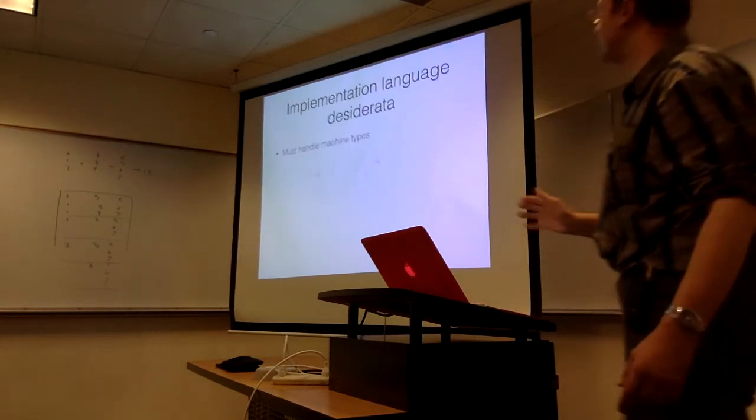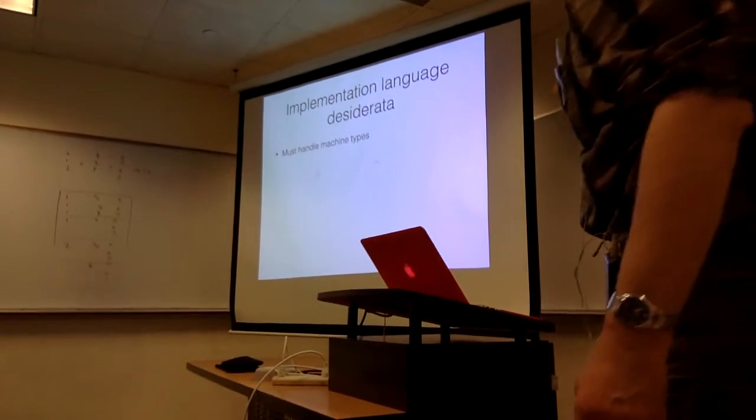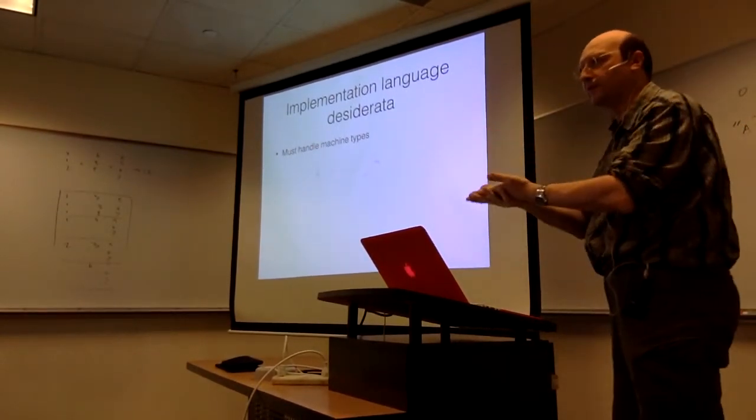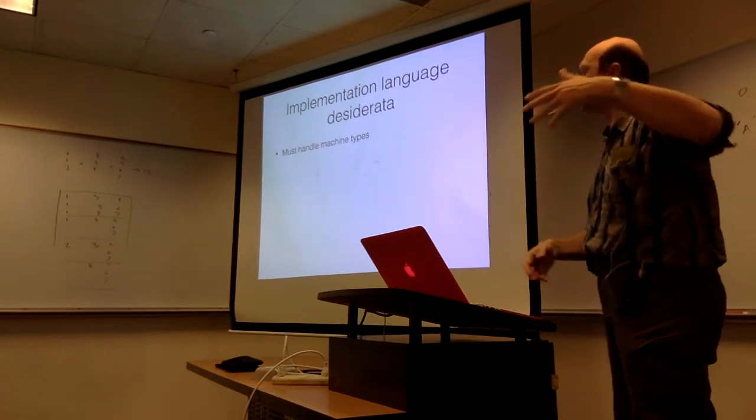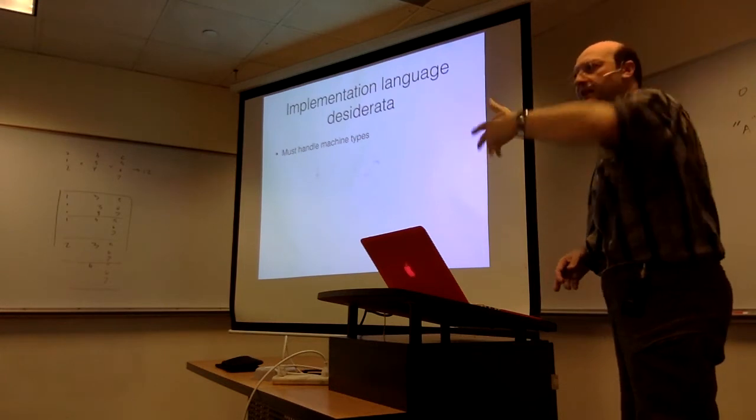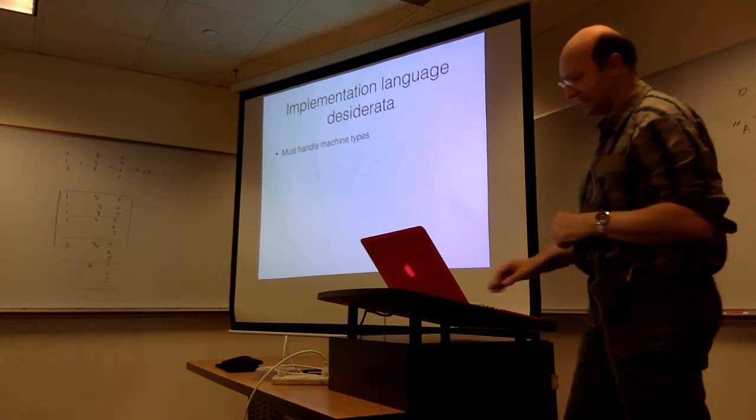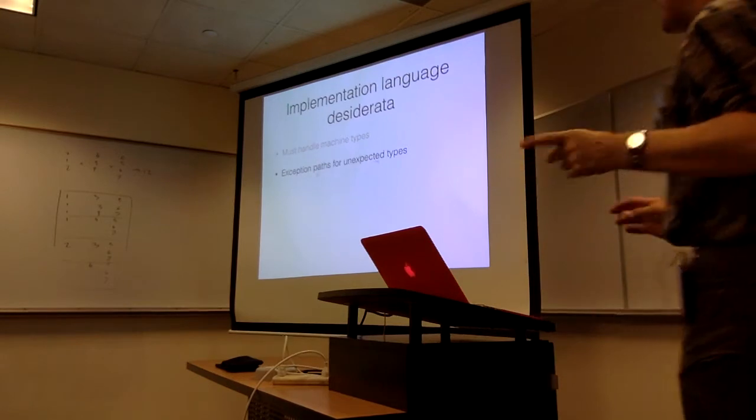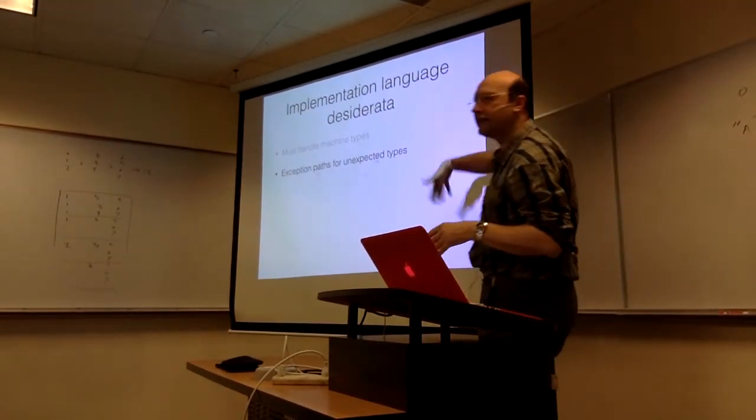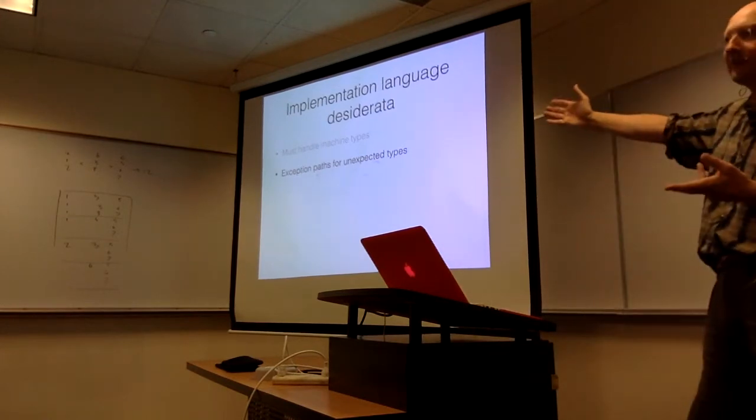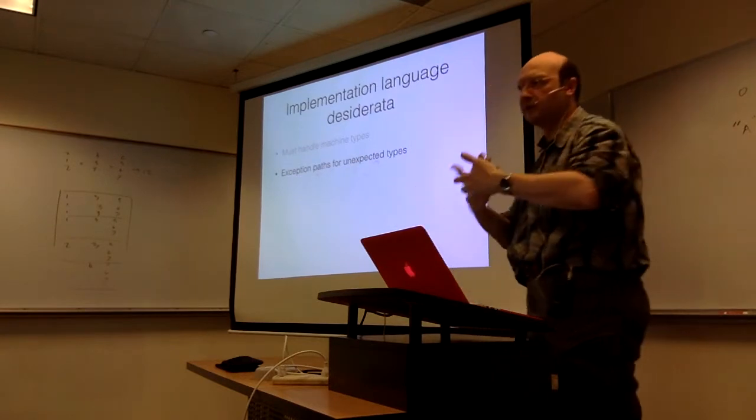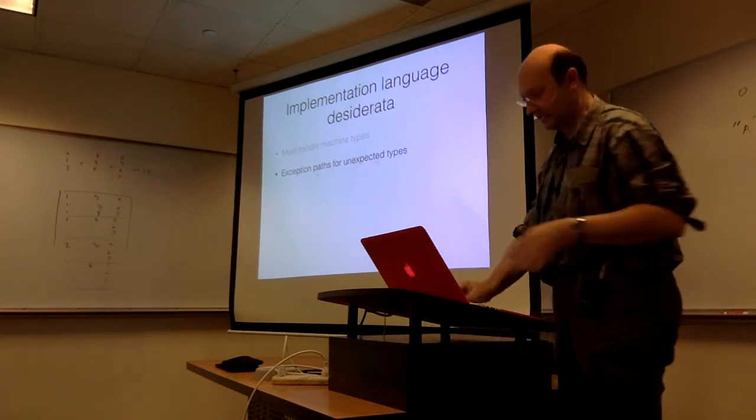Okay, so how are we going to implement this? We're going to implement it in a language that can describe machine types because that's what we want to talk about in our implementation. We want to map the original language into some kind of machine types that we know are efficiently handled. We want to have some way of having exception paths for unexpected types. I sketched this out in Java, but it doesn't have to be Java, it could be something else. But you do need this out-of-band communication to communicate the fact when you've got a type mismatch.